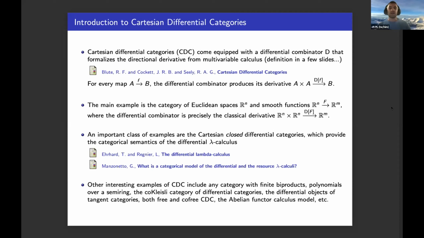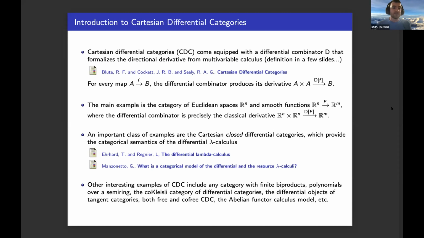An important class of examples of CDCs are the Cartesian closed differential categories. These are the ones that provide the categorical semantics of Ehrhard and Regnier's differential lambda calculus. And there are lots of other interesting examples of CDCs out there in the literature.